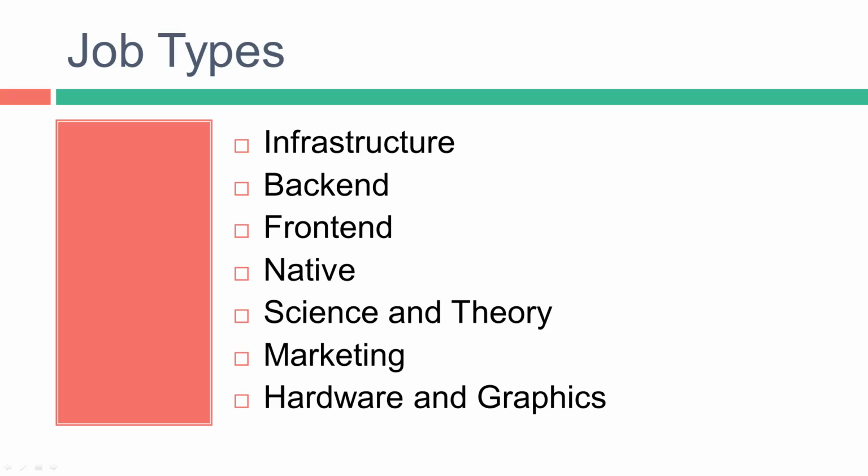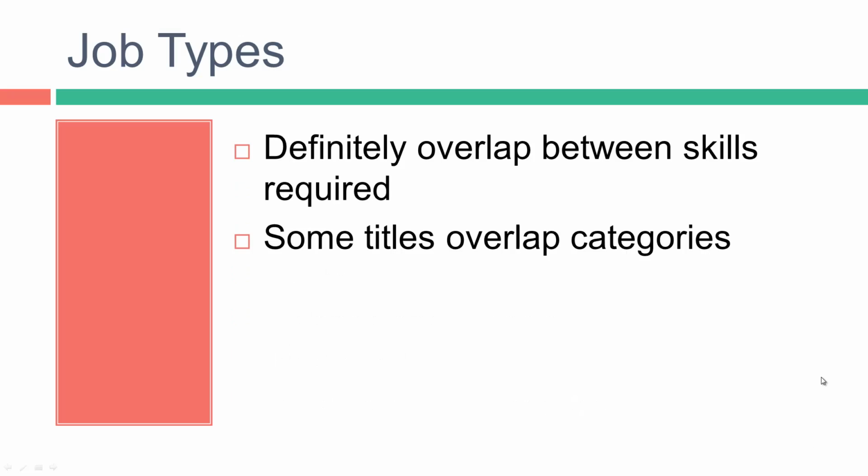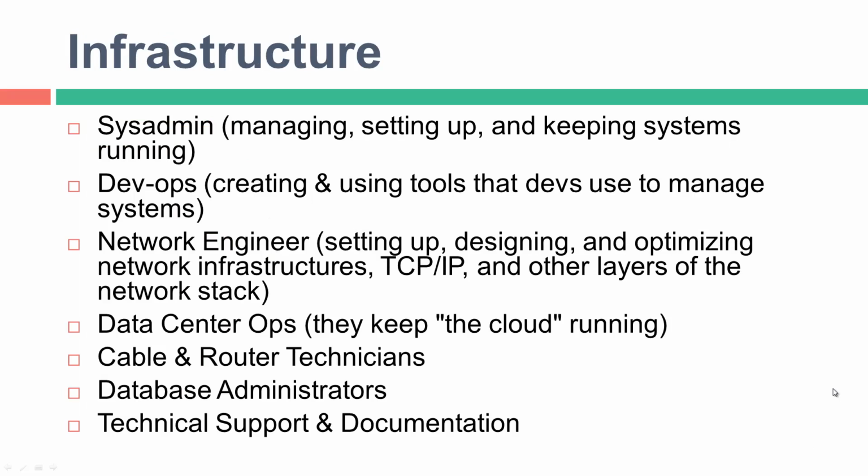So we're going to categorize job types in programming into 7 different categories. Those are infrastructure, backend, front-end, native, science and theory, marketing, and then finally hardware and graphics. So one thing to note is that there's definitely overlap between the skills required for each of these positions, and even some titles will overlap between categories. So just keep that in mind.